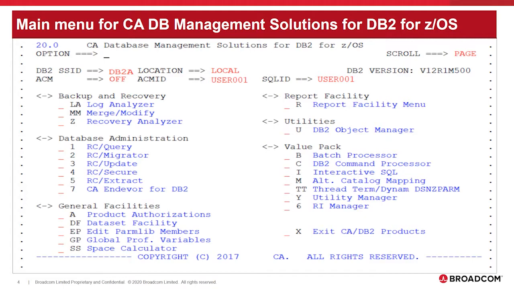This is the main menu for CA Database Management Solution. There are a bunch of different functions available here, such as backup and recovery, database administration, and general facilities, etc. In this video, we will focus on Thread Termination and Dynamic DSNZPARM. So type TT and then hit enter.